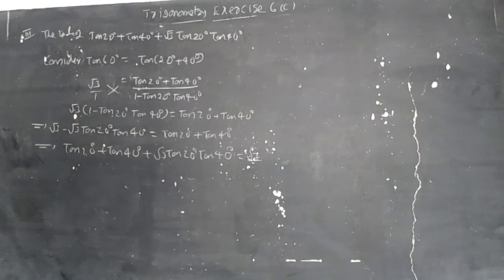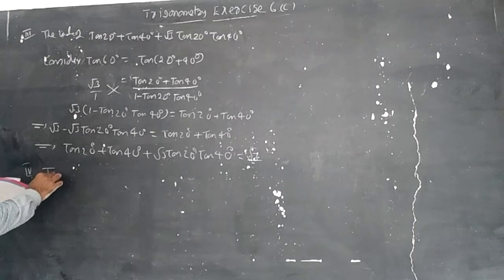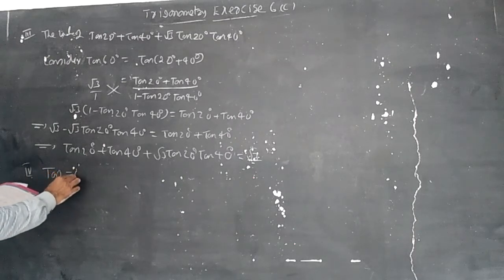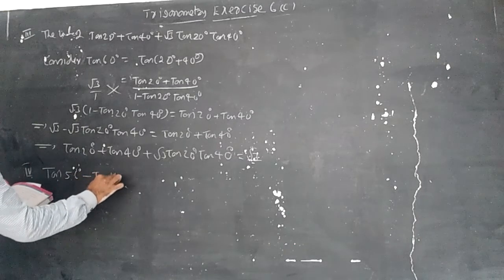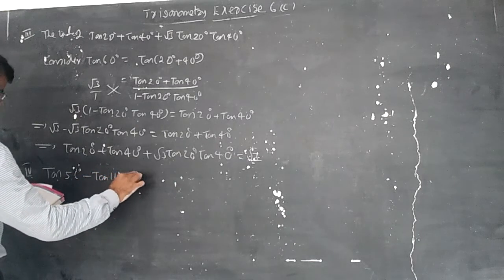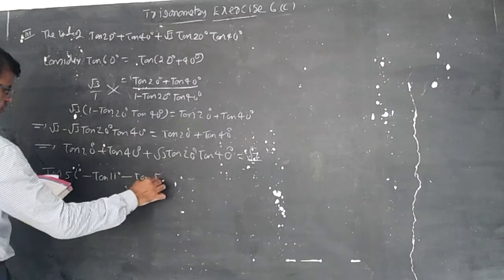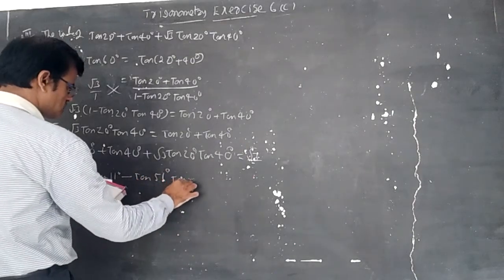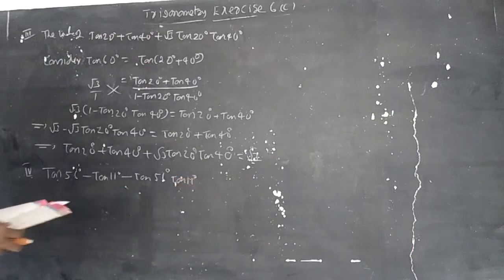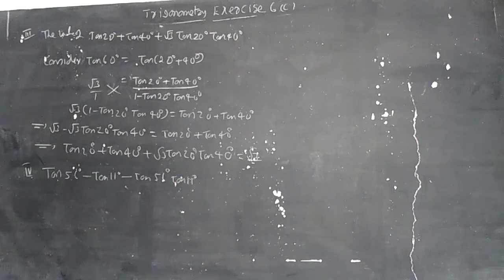Now fourth question. Tan 56 minus tan 11. These are 2 marks sums and logical sums. Tan 56 minus tan 11 minus tan 56 into tan 11 degrees. What is the value?